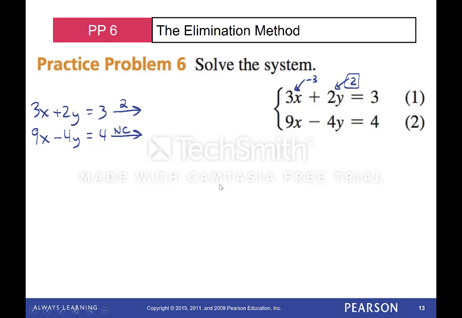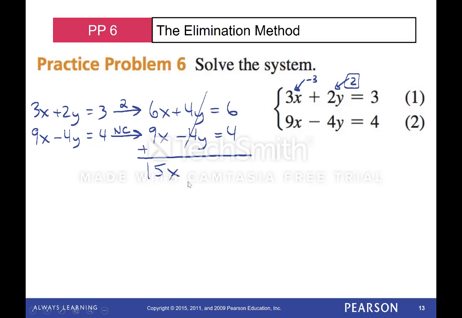No change. So for the top equation, here it is. Multiply everything through by 2, makes a 6x, 4y, and a 6 on the other side. No change for the bottom equation, and we have exactly what we want. We have created opposites for the numbers in front of the y value, or the coefficients of y. And as you add them up, 6x plus 9x makes 15x. The y values are gone.